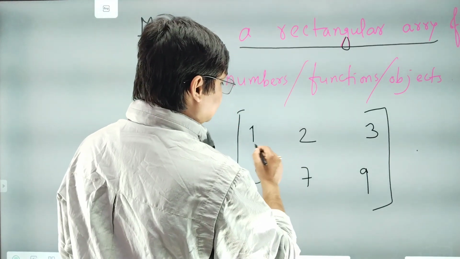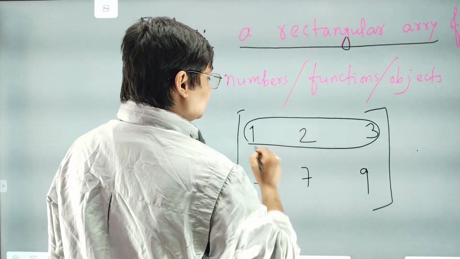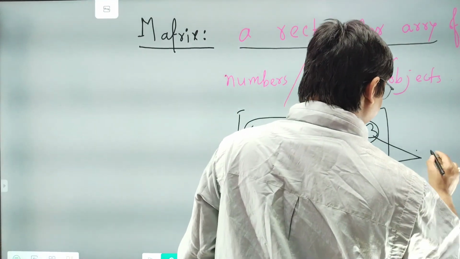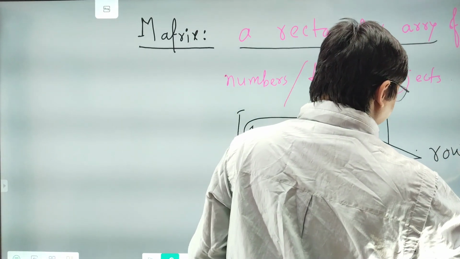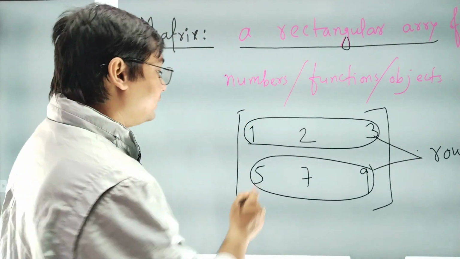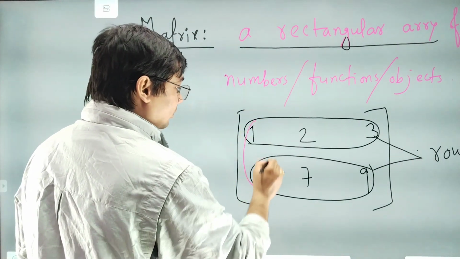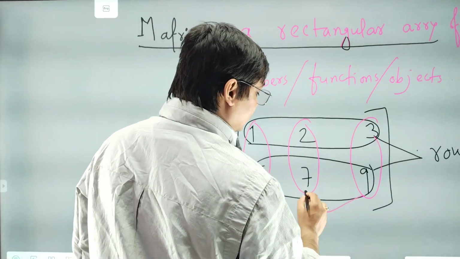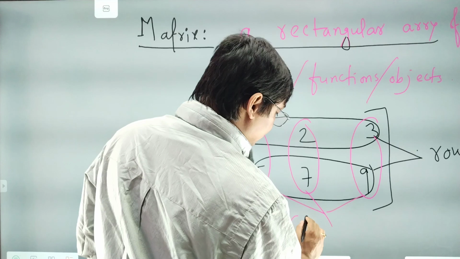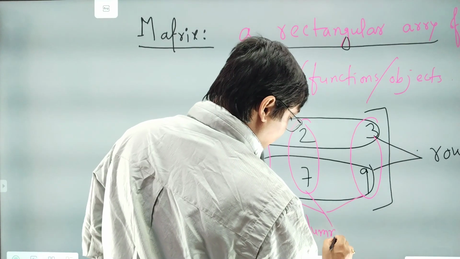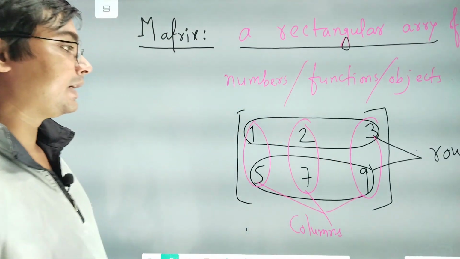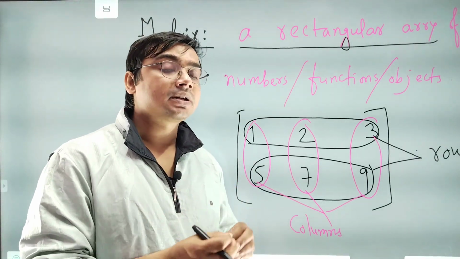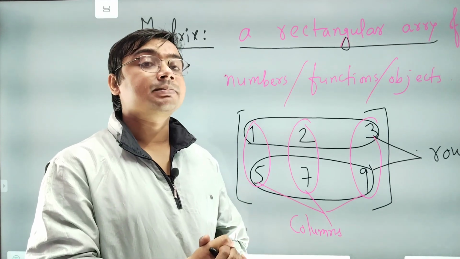So these are called the rows. These are the rows of this matrix. And here you see 1, 5, 2, 6, and 3, 9. These are called columns. So these are the columns of this matrix. So guys, a matrix is nothing but a rectangular arrangement of objects.